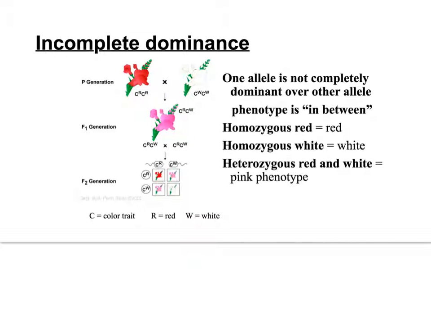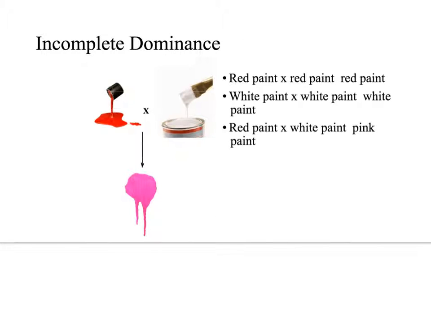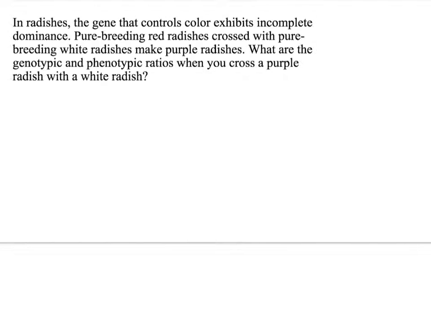So an example would be in snapdragon flowers. You have an allele for red flowers and an allele for white flower color. In heterozygous individuals, however, instead of getting red or white, you get a pink phenotype, so something in between. You can think of it like mixing paint. If you mix red paint with white paint, you end up with pink paint.